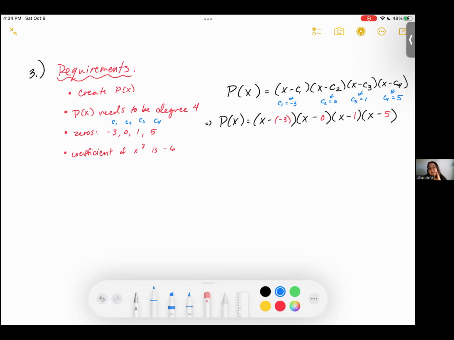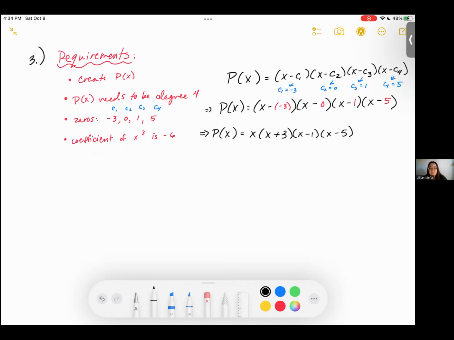P of x is equal to x minus -3 times x minus 0 times x minus 1 times x minus 5. So let's go ahead and just simplify that just a little bit. We're going to simplify the double negatives, and the x minus 0 is really just x. So P of x is equal to x times x plus 3 times x minus 1 times x minus 5. And we're going to multiply these all together.